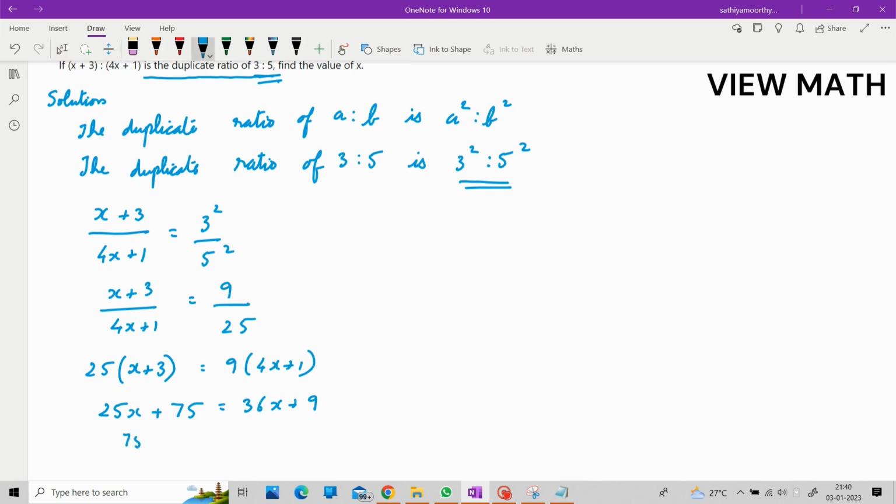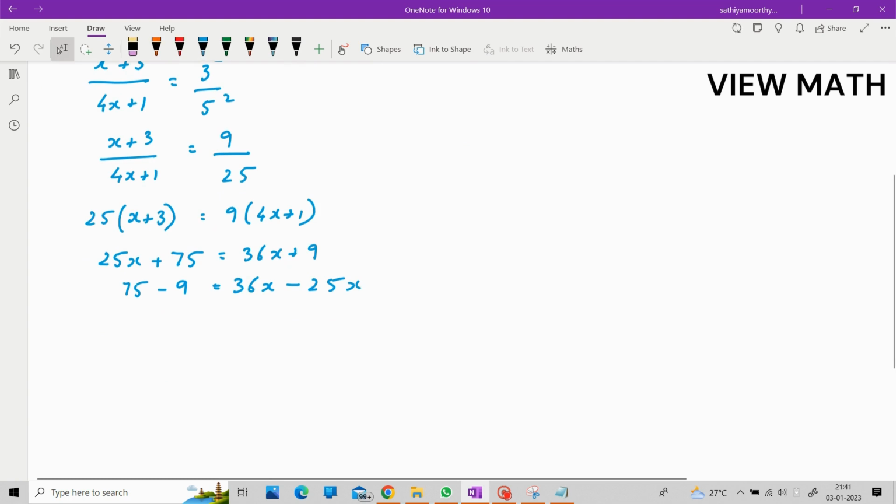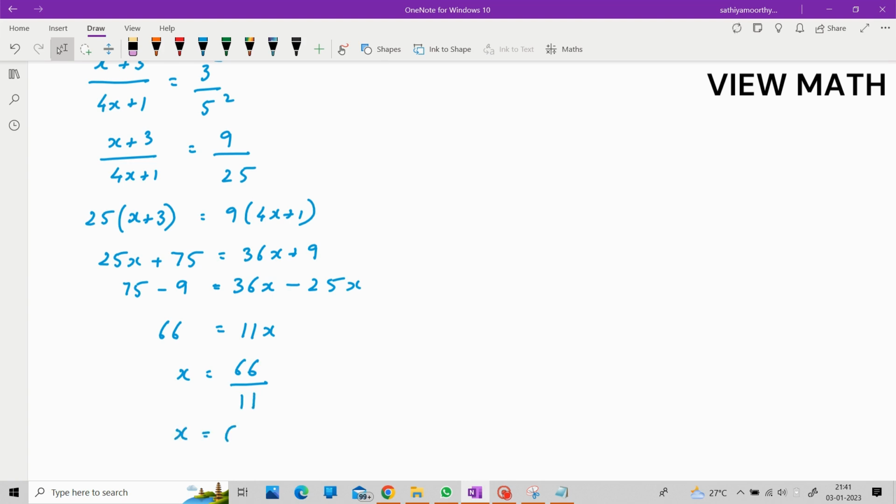So 75 minus 9, I'm bringing this 9 to the left hand side. So 75 minus 9 is equal to 36x minus 25x. So I'll be getting 75 minus 9 is 66. This is equal to 36 minus 25 is 11x. So x is equal to 66 divided by 11. I'm bringing it to the other side, it comes to the denominator. So 66 by 11. So x takes the value 6.